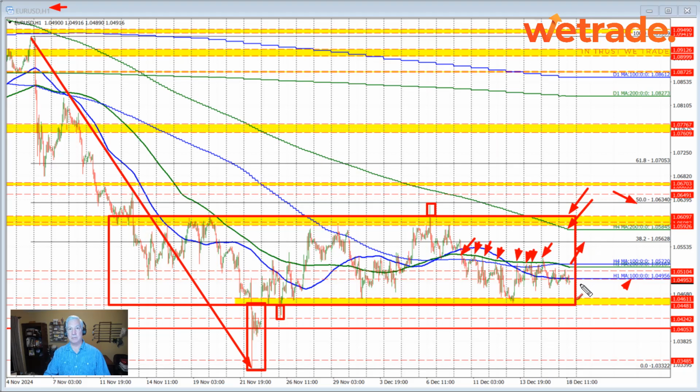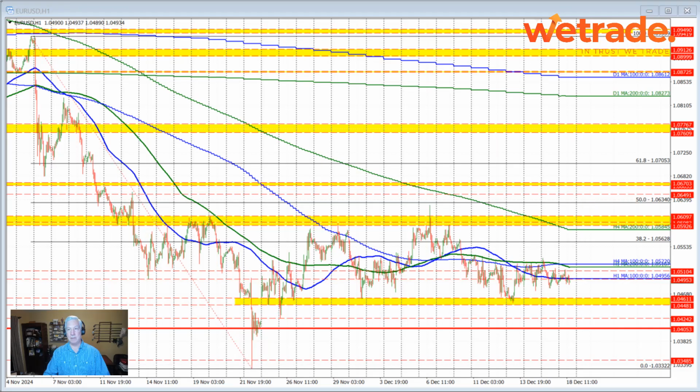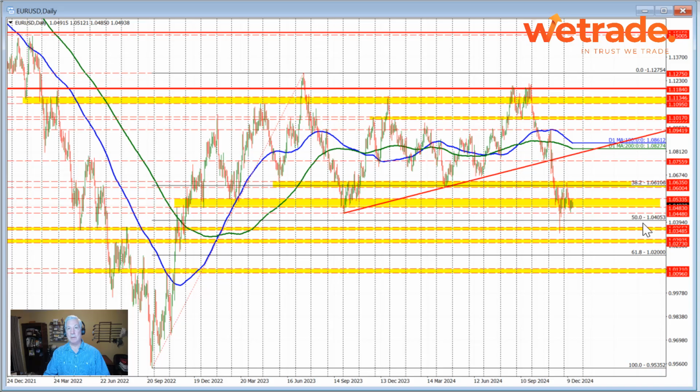Conversely, if the dollar remains more bid and the price moves lower, then getting below this swing area low down through here, outside of the red box, below 1.04481 would be the next key target. And then we look toward the 1.0405 level. I think that comes off of the daily chart. Yes, indeed, it represents the 50% midpoint of the trading range from the 2022 low to the 2023 high. The 50% comes in at 1.0405.